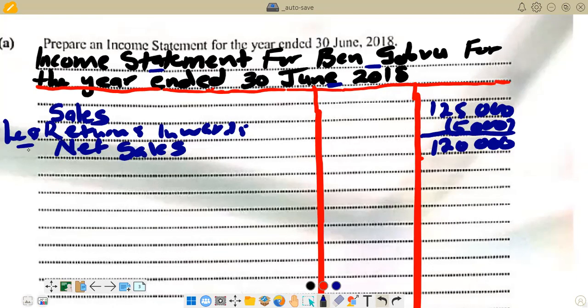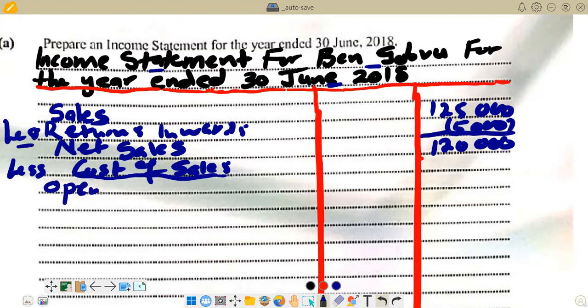So 120,000 becomes our net sales, and we know that from there we go to less cost of sales, and obviously we can underline our cost of sales. And under that, we calculate the cost of sales. Now we start with opening inventory. So this is what we have.